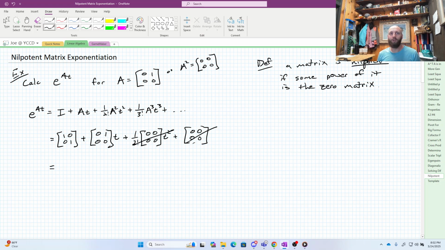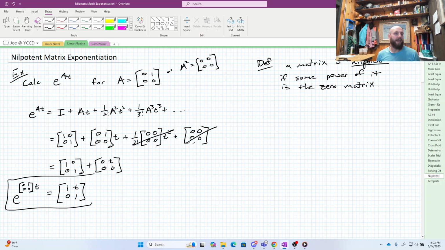So I'm going to do my scalar multiplication in there, and then I'm going to add these. So I'm going to get 1, 0, 0, 1 plus 0, t, 0, 0. And that's going to give me a matrix that looks like 1, 1 with a 0 in the bottom left and a t in the top right. This is e to the 0, 1, 0, 0 t. And that's as simple as that is. Nilpotent matrices are real chill.